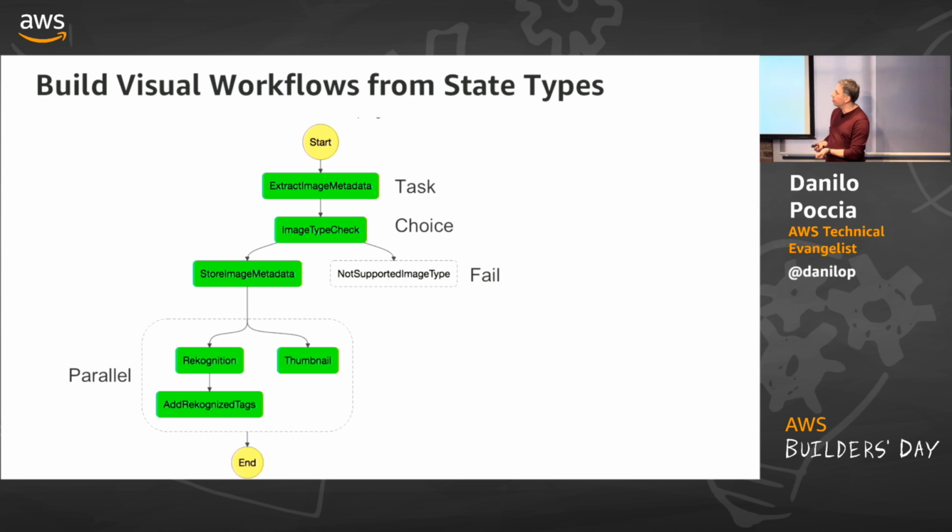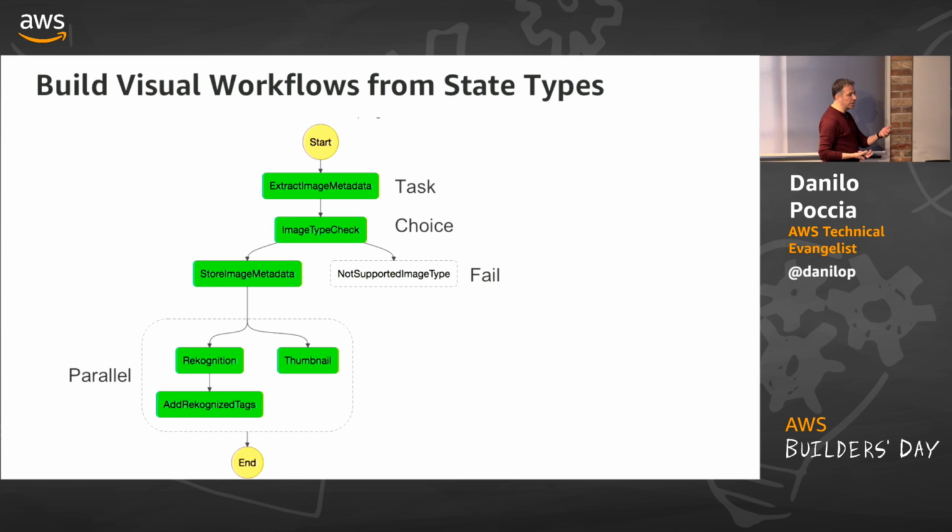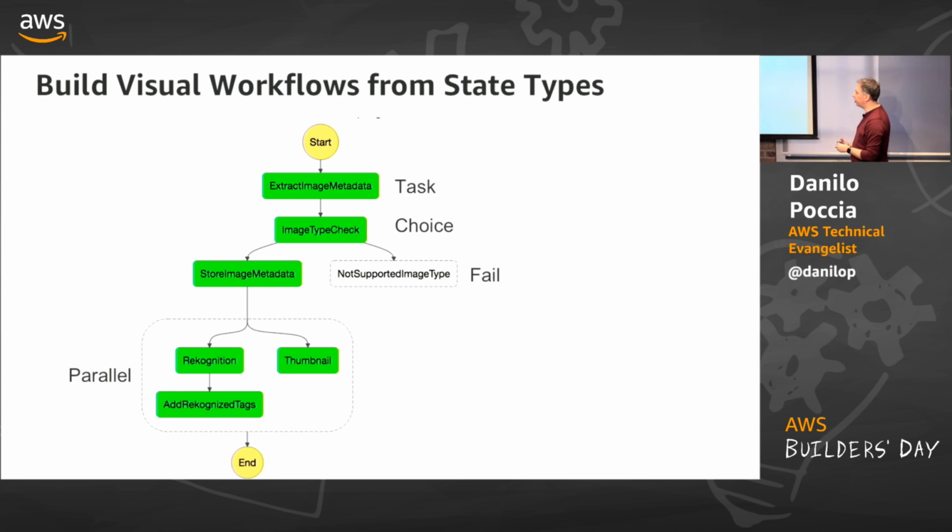This will go to a choice state that, depending on what is reported by the Lambda function, can say this is not a supported image type and fail, so a fail state. Or it can store the image metadata on DynamoDB and then run two branches in parallel. One is using Rekognition to look for what's inside the picture and extracting the tags. The other one is building the thumbnail of the picture, and maybe the output is the link to the S3 bucket where you store the thumbnail that you generated for the picture.